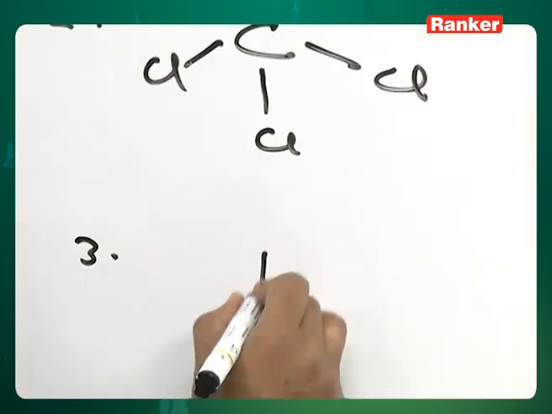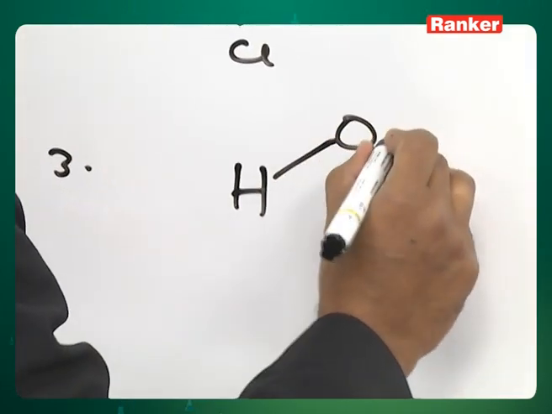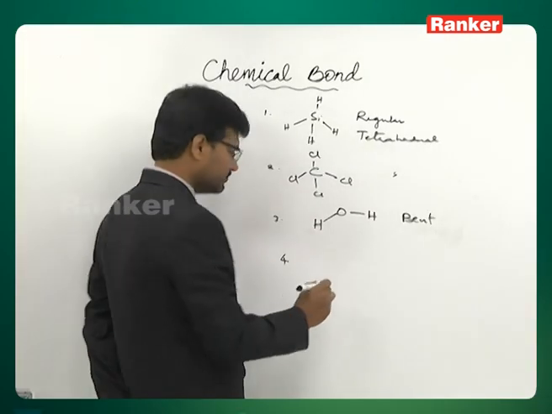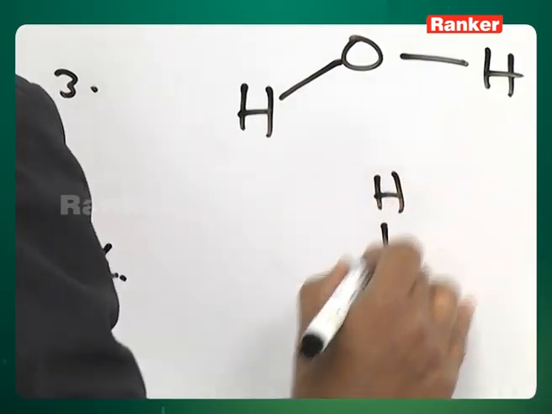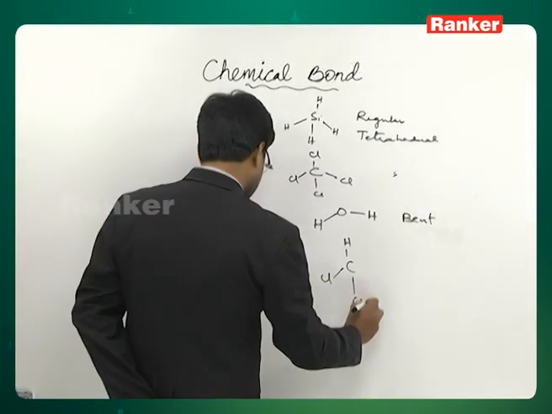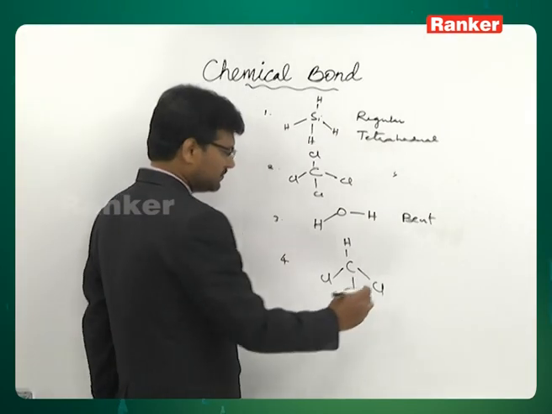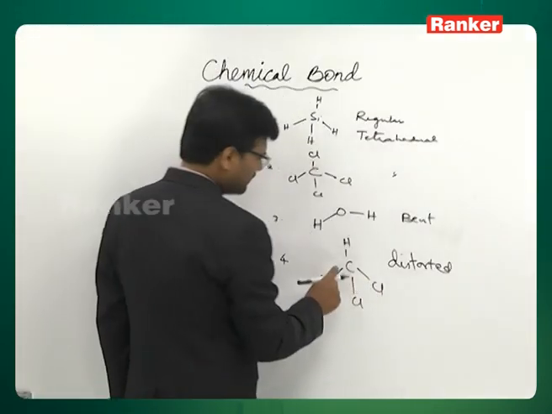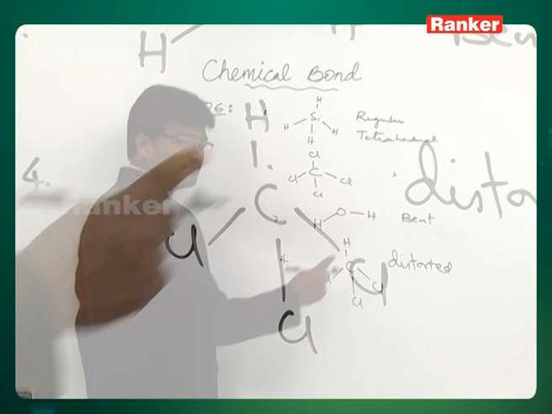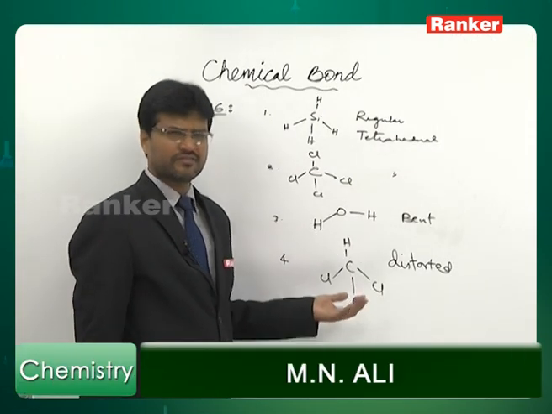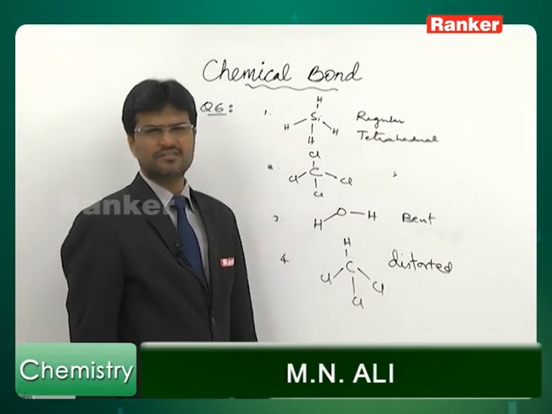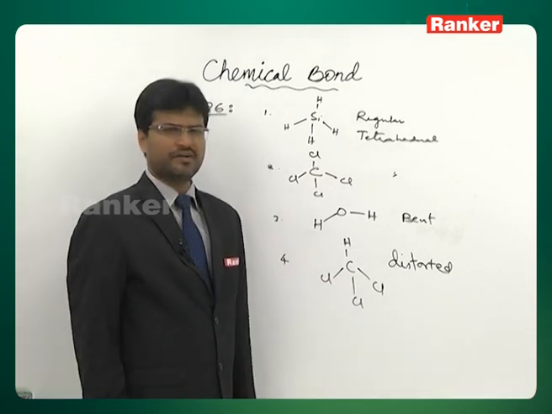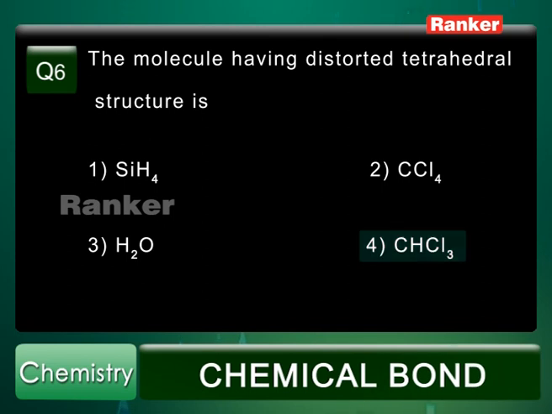And then water, bent shape. Then chloroform. This is chloroform. This is distorted. I'll tell you why it is distorted. One bond is a CH bond, the other 3 bonds are CCl bonds. So there is a difference in the nature of bonds, so that makes it distorted. It will not have a regular shape, it will be a distorted tetrahedral shape. So the correct answer is the fourth option.